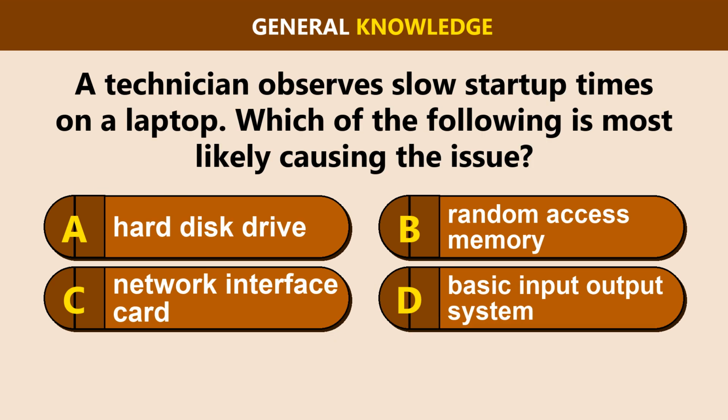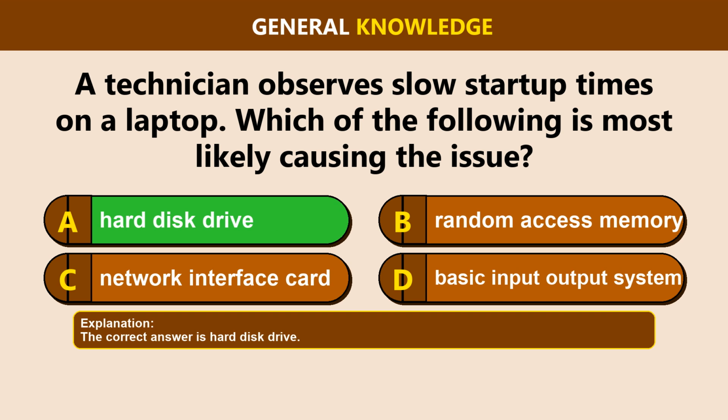Question 20. A technician observes slow startup times on a laptop. Which of the following is most likely causing the issue? Option A, hard disk drive. Option B, random access memory. Option C, network interface card. Option D, basic input-output system. The correct answer is option A, hard disk drive.